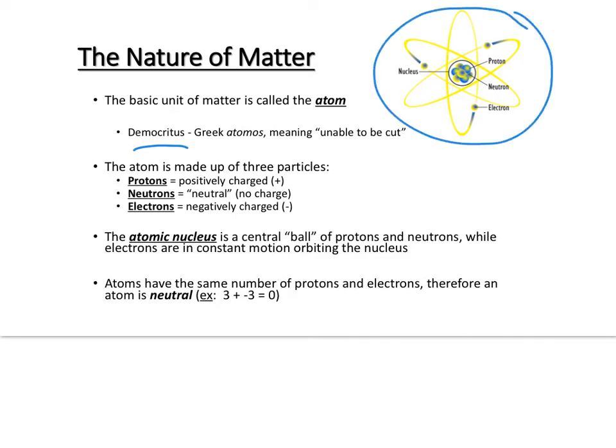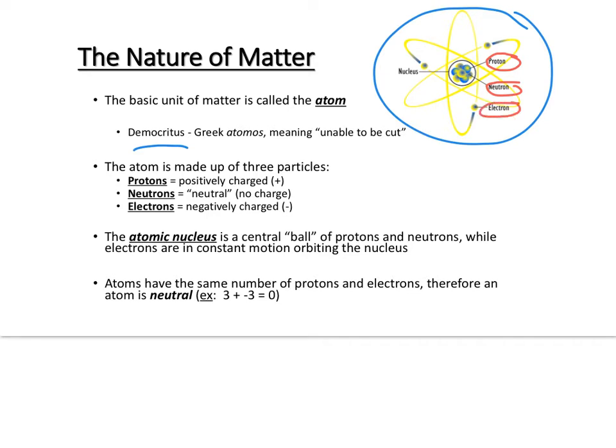Now, since that time, we've learned that an atom is made of smaller things. And basically, there are three subatomic particles. The first one is called a proton, and protons are found in the nucleus, the central area of the atom, and they have a positive charge. Now, then you also have neutrons in that atomic nucleus, and they do not have a charge at all. So we say they are neutral, hence the name neutron. And then we have electrons.